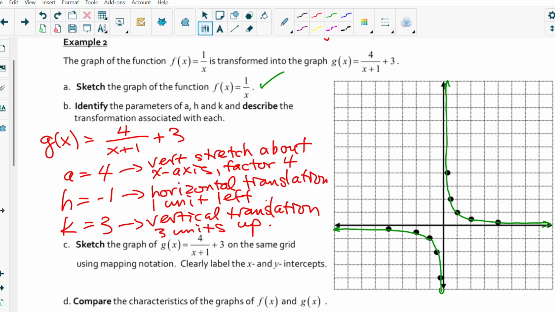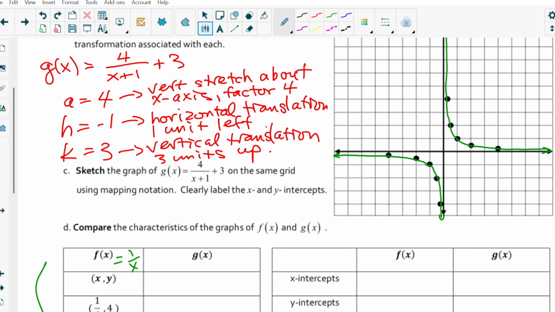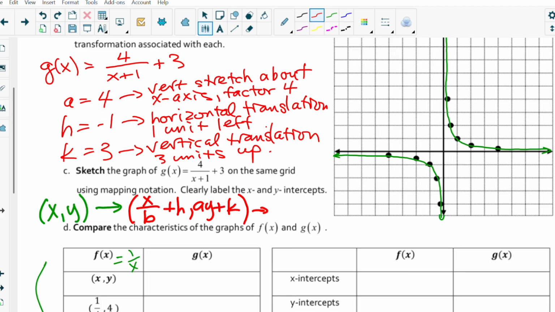Sketch the graph of g of x equals 4 over x plus 1 plus 3 on the same grid using mapping notation. Clearly label the x and y intercepts. So when I do mapping here, folks, I'm going to go from the green, which is x, y, and I transform it to the red, which is x over b plus h, ay plus k. So what does that become? That becomes x minus 1, comma, 4y plus 3.